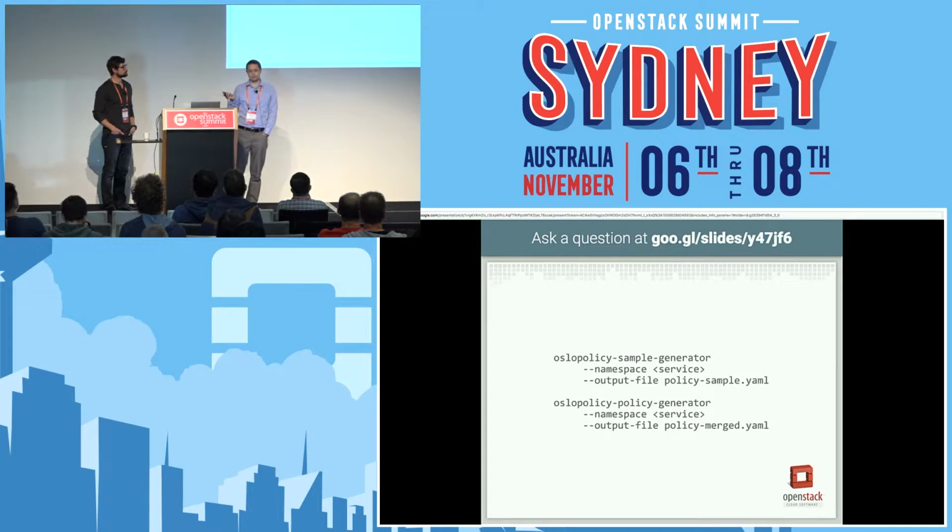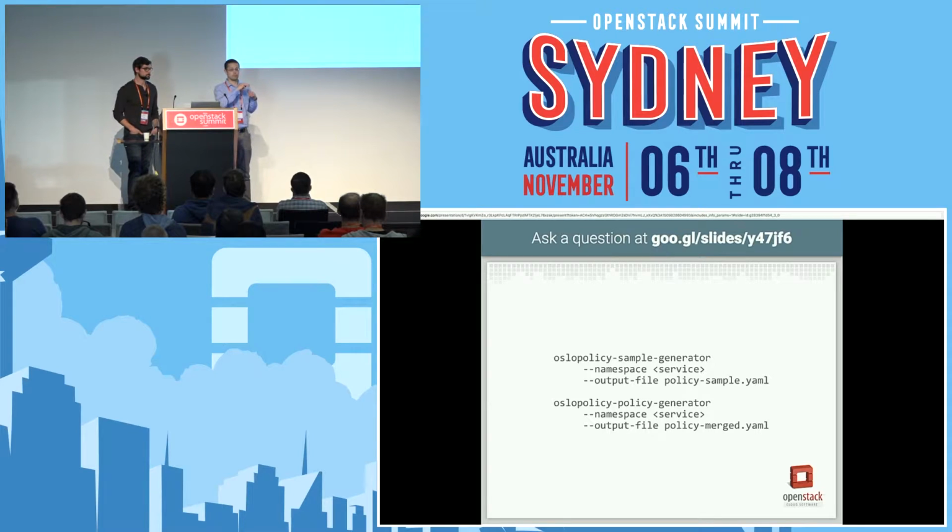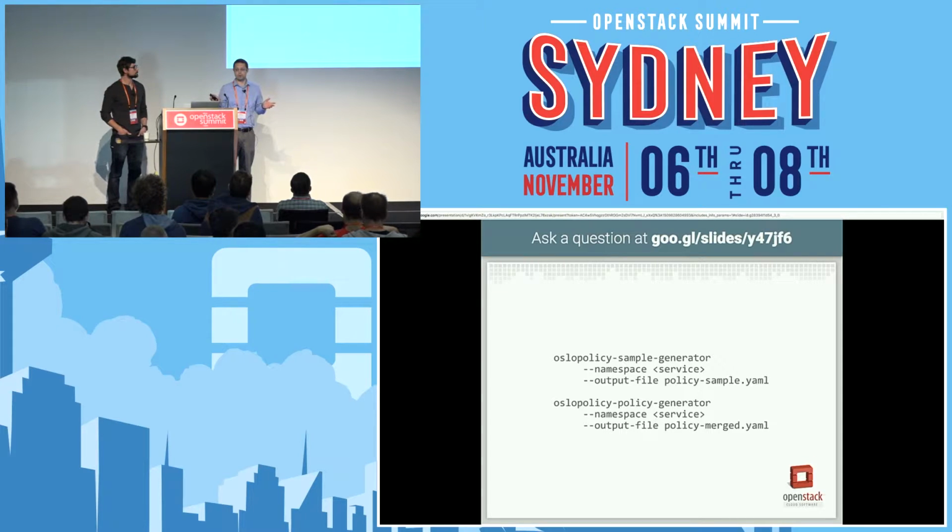The other thing that Lance showed with the documented rule default in code, where we're trying to move defaults into code, this has been done for Nova now and Keystone as of Pike. And there's a cross-project goal to do that for all the projects in Queens that we've been making some good progress on.